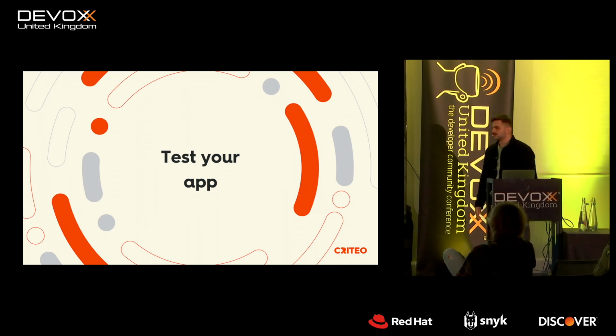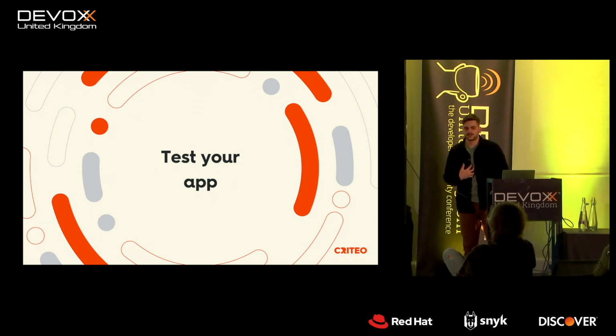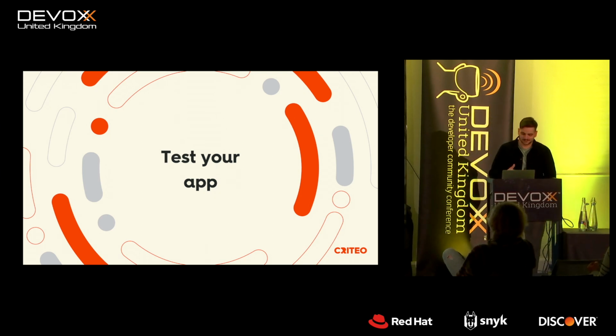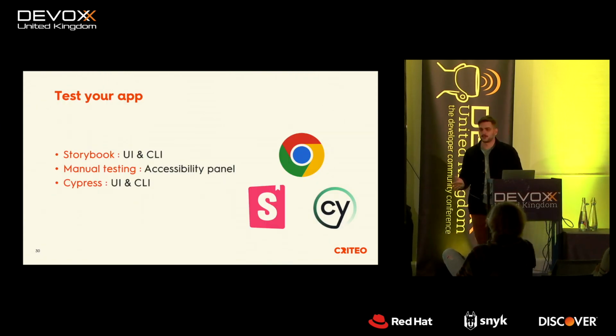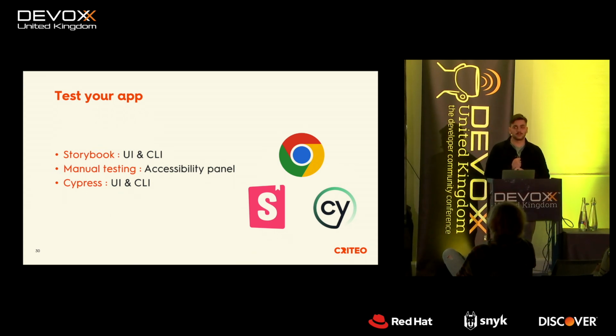Okay, so the most important part, I think, because as developers, we don't like to do it manually every time. We don't want to be on our website maybe 1 hour a day to just be sure that every button is actionable, every item is focusable. So there are some nice tools that I will show you that can do it by themselves for you. So there are, for me, 3 kinds of tests that can be easily implemented. Storybook, thanks to the UI and CLI, manual testing, and Cypress.